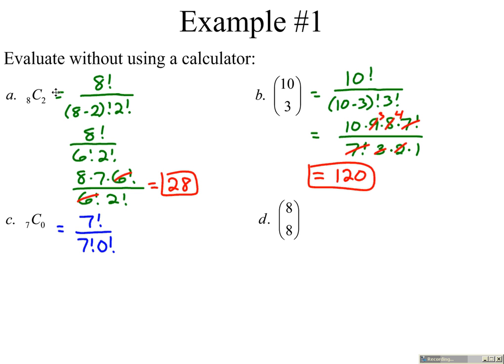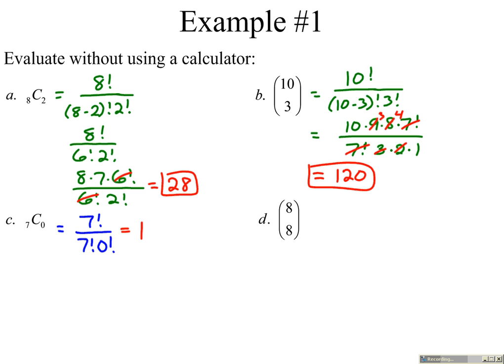120. If we think about this third one, 7 choose 0. If I have 7 things laying down and I want to choose none of them, how many different ways can I do that? 1. Not pick any of them. That's the only way it can be done. 7 factorials cancel. We're left with 1 over 1 there.